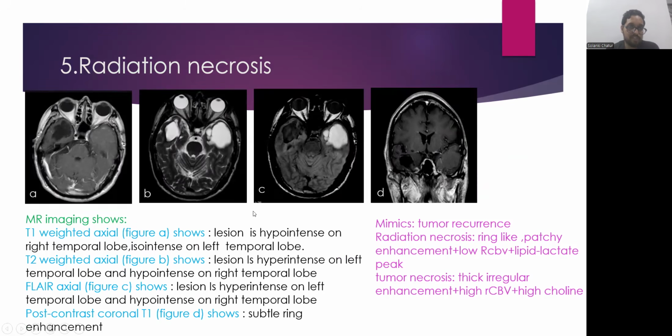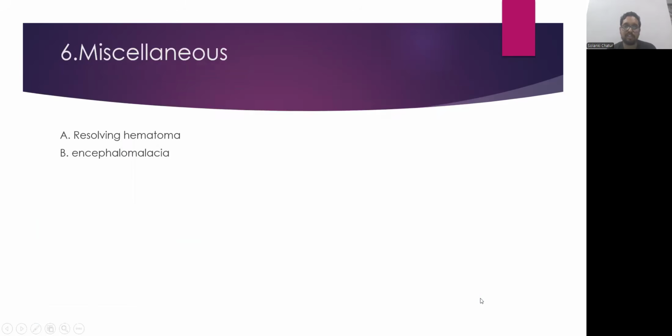Radiation necrosis. We can see the T1 weighted lesion is hypointense in the right temporal lobe and iso-intense in the left temporal lobe, while on T2 weighted both lesions are hyperintense. On FLAIR, the lesion is hyperintense on the left side and hypointense on the right side. The post contrast coronal image shows subtle ring enhancement. It can mimic tumor recurrence. Tumor recurrence shows thick irregular enhancement, high perfusion, and high choline.